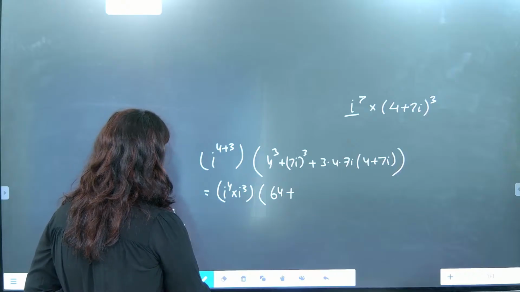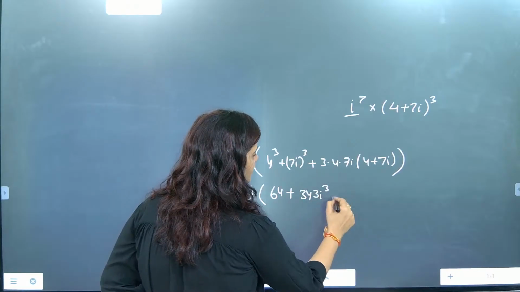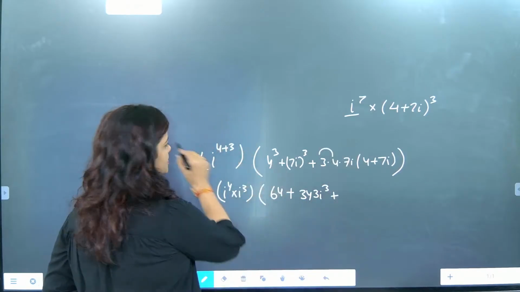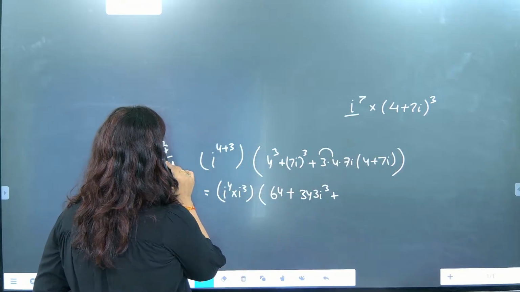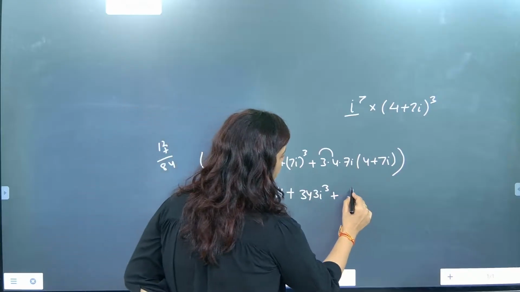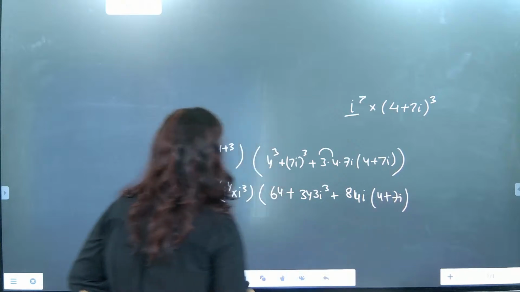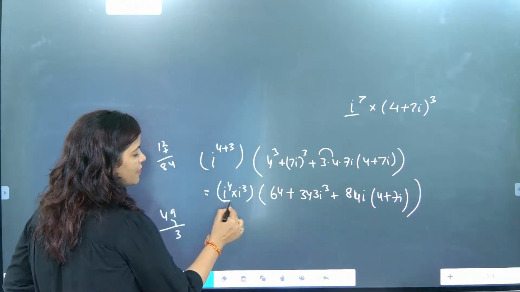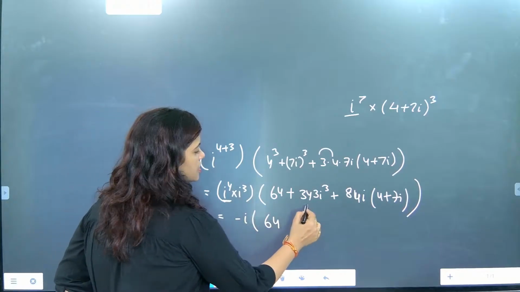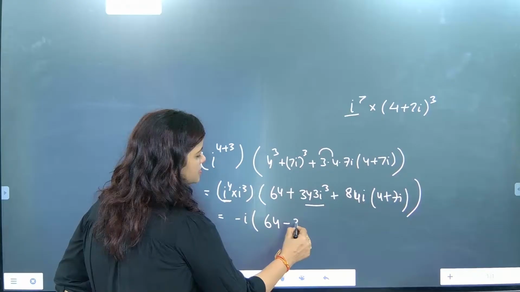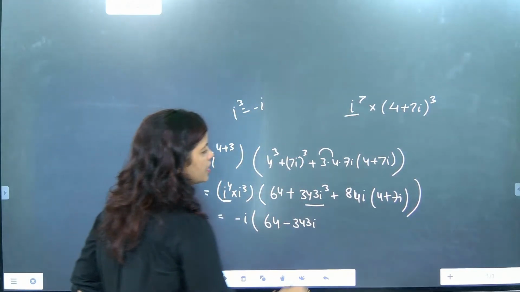7 9 63, 6 7 42, 343 I cube, and then here it will become 3 4 12, 12 sevens are. Check this one out. For you people I am writing, it will come what? 7 2 14, 7 1 is 7, 84. Correct or not? 84I, 4 plus 7I. Come on, check this one out, please. Outside here, I cube, this part will become 1, I cube will become minus I. Okay, so 64, 343 I cube will become minus 343I, because I cube is coming as minus I. Okay, now check this one out.